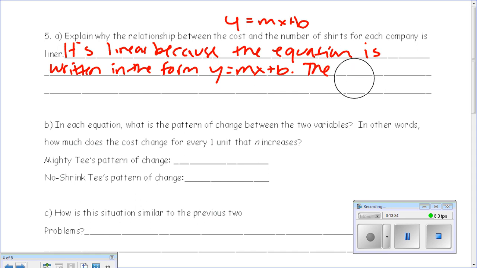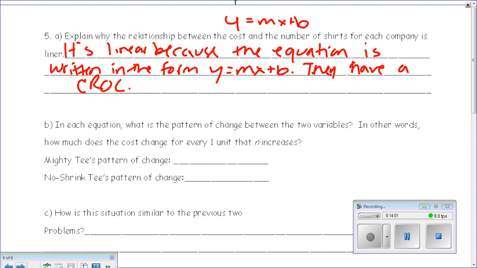We can write, we could say they have a constant rate of change. What is their constant rate of change for both of them? It's that m. What is their constant rate of change? What's it going to move up or down by? Mighty T's going to... Gavin? I think it was... What's our equation?